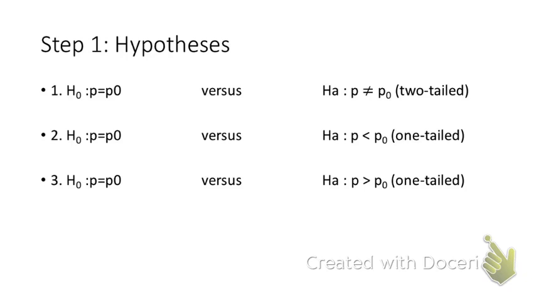Your null is always equal to. Null hypothesis is always equal. Your alternative is either less than, greater than, or not equal to.